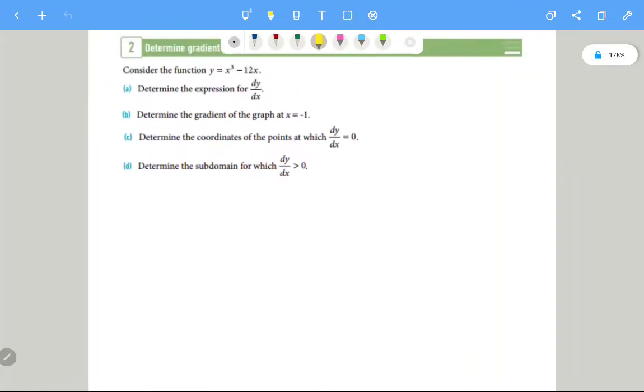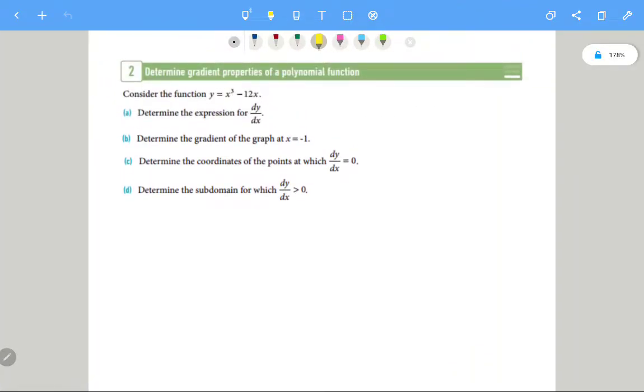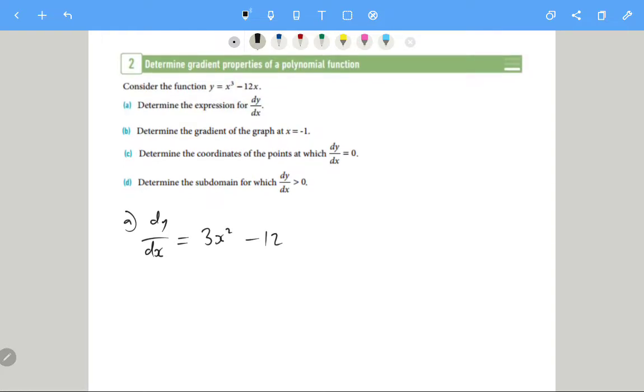Alrighty, let's have a look at doing a little bit more. And this time we're going to be using Leibniz notation because we're given a function y equals x to the 3 minus 12x. So first of all, we're looking for dy dx, which is the gradient of y, or the gradient function, or the derivative of y. Bring the 3 down, x to the 2, and minus 12x derives to minus 12. Alrighty, so there's our derivative.